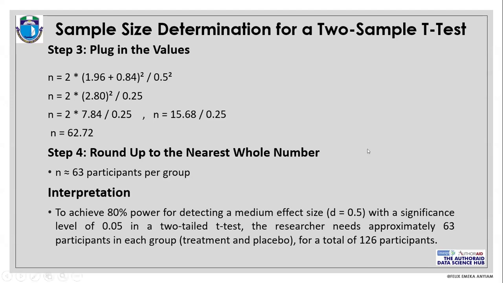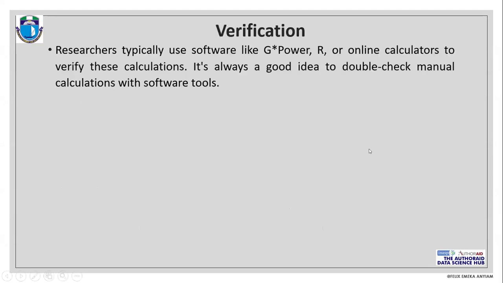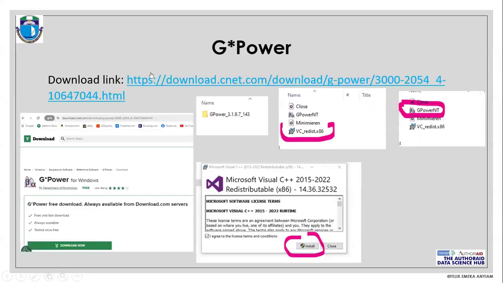So this is one way of calculating. So you can verify what you've done using software. You don't have to calculate this manually. The two softwares here I'm using as an example, they are open source. The first one is G-Power. The second one is R. So for the G-Power, here's the link. And these are pictures that I have here.